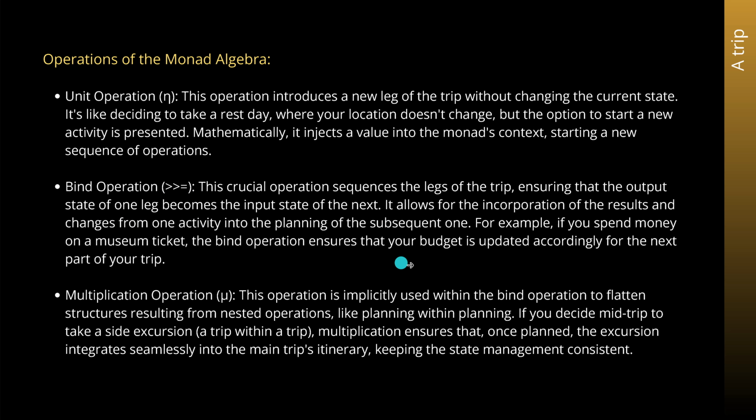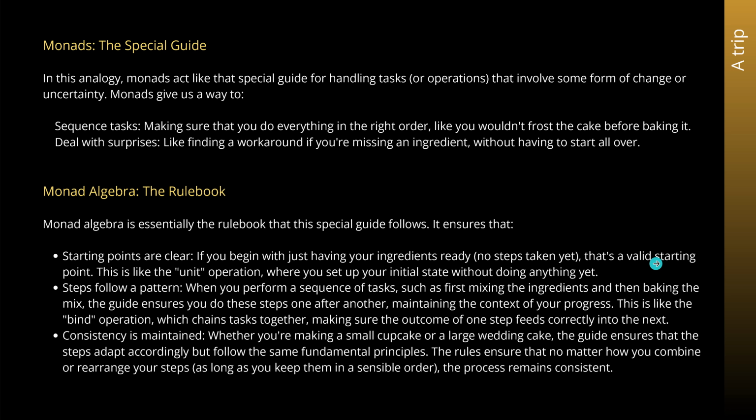Multiplication is like planning within planning. So if you decide mid-trip to take a side excursion, so a short trip within a long trip, this multiplication ensures that once planned, the excursion integrates seamlessly into the main itinerary. So here we have it. We have monads and the algebra.